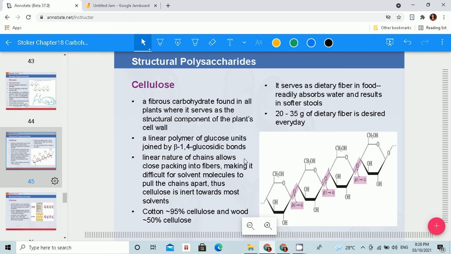Okay, cellulose is a fibrous carbohydrate found in all plants, where it serves as a structural component of the plant's cell wall. So the carbohydrate found in our plants is cellulose. It gives the shape and the structure of our plants. And this one is a linear polymer of glucose units.